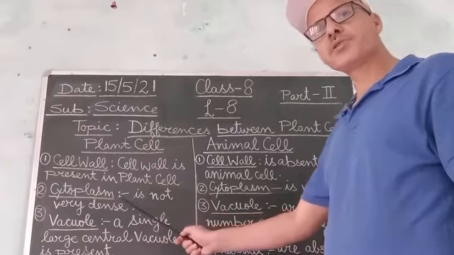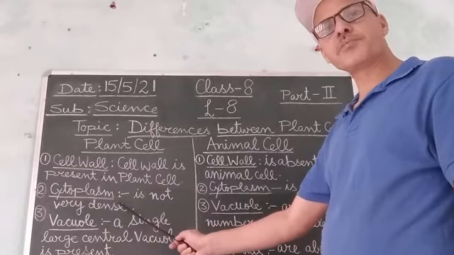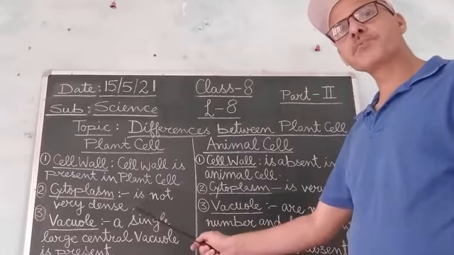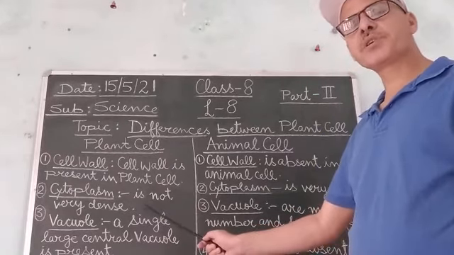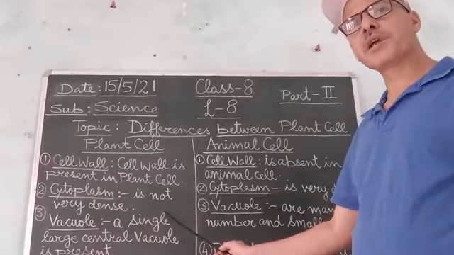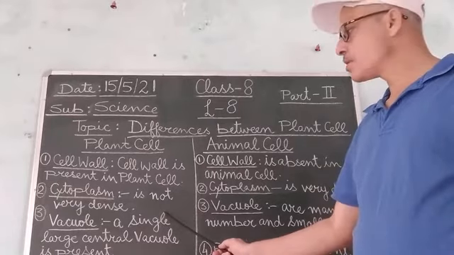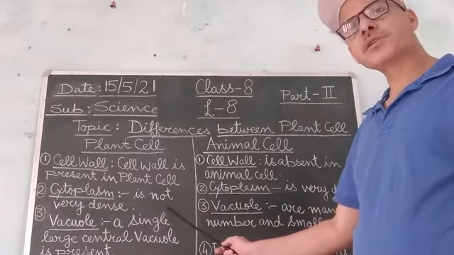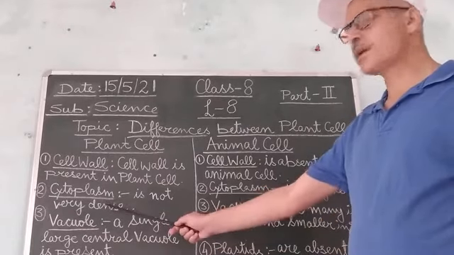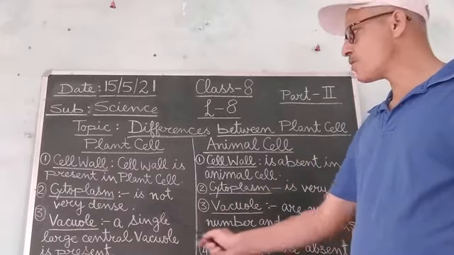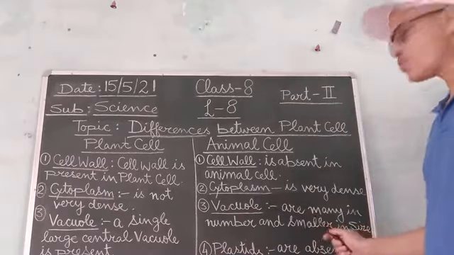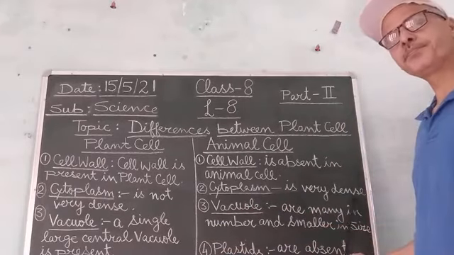The second point of difference is on the basis of the cytoplasm. So, first of all, students, you should know what cytoplasm is. Cytoplasm is a jelly-like material which consists of many chemicals, and these chemicals present in the cytoplasm help in performing the various reactions which take place inside the cell. In the case of plant cells, the cytoplasm is not very dense, whereas in the case of animal cells, the cytoplasm is very dense.